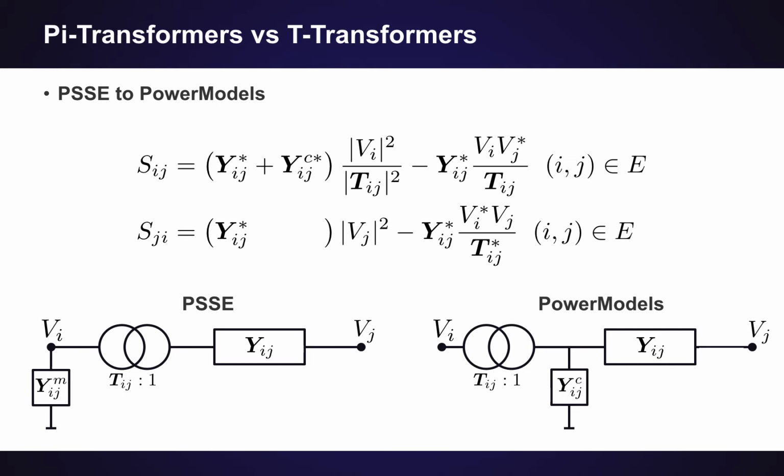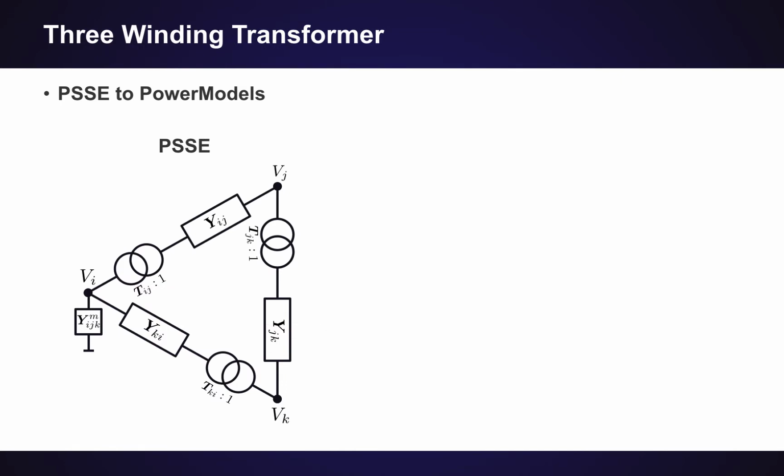So this will introduce a slight approximation because we will be pushing the magnetizing admittance through the transformer parameter, but based on our experiments, it has not made a significant difference in the power flow solutions, so it seems like a good trade-off of simplicity and accuracy.